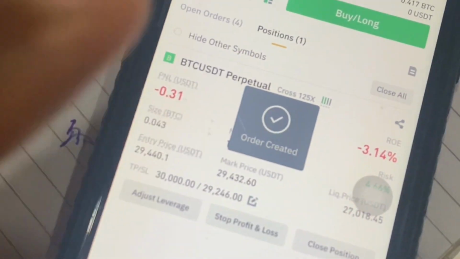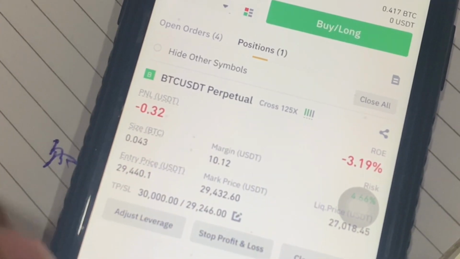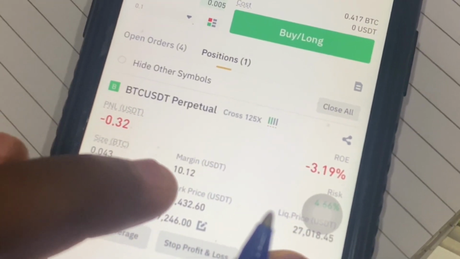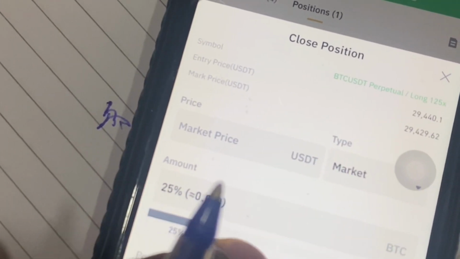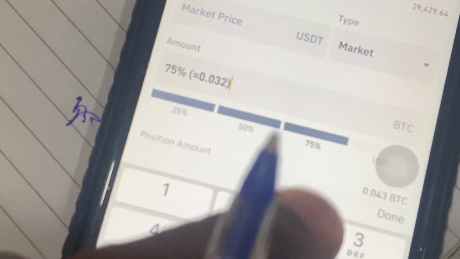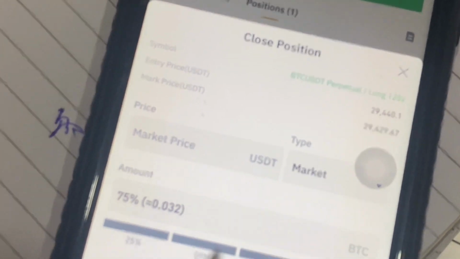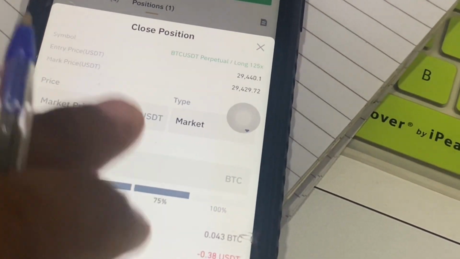So this is how you manage your risk and at the same time earn money from your trade. If this trade is able to get $10 for us in profit, we can click on close position. When we click on close position, we select whether we want to close 10%, 50%, or 75%. Then you just click on confirm here. You see, they have calculated the PNL for us. The PNL is how much we are currently making on the trade. So this is how you trade on Binance futures.